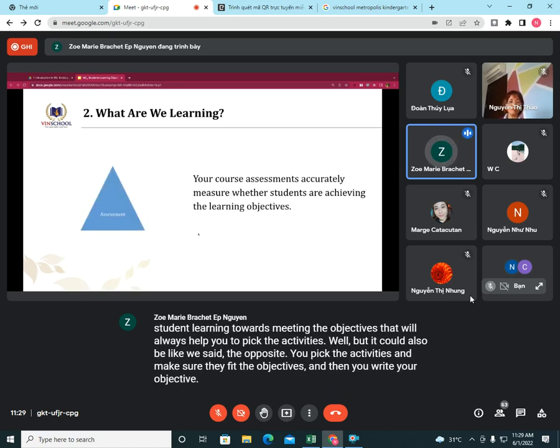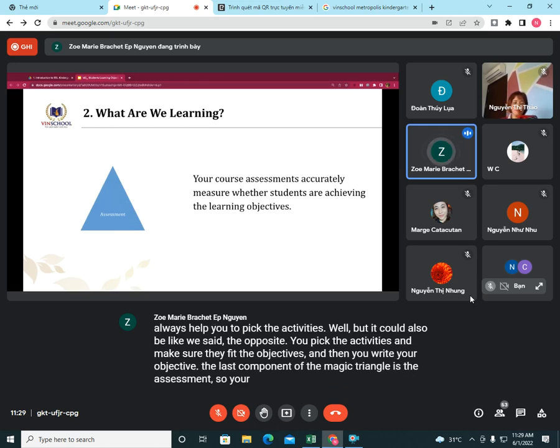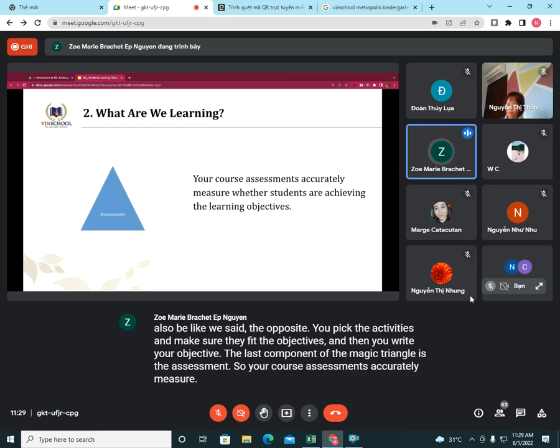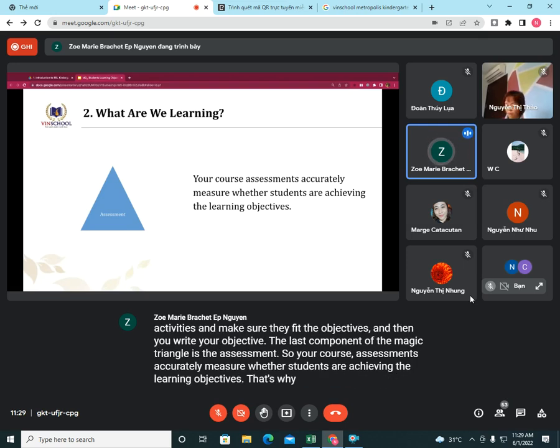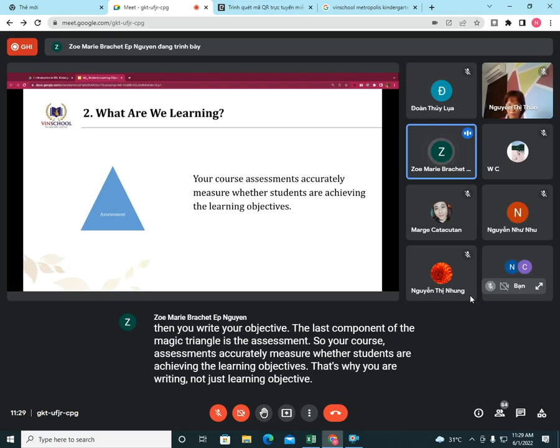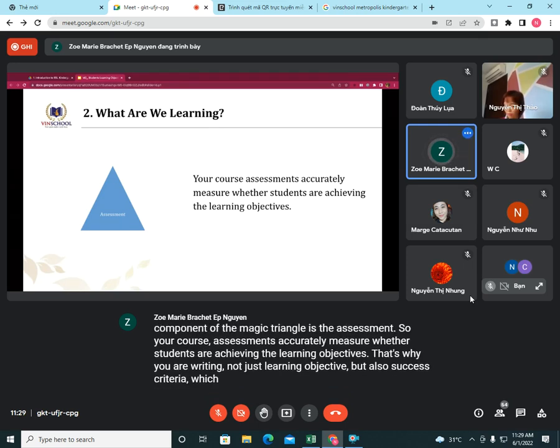The last component of the magic triangle is the assessment. So your course assessments accurately measure whether students are achieving the learning objectives. That's why you are writing not just learning objectives, but also success criteria, which is something we'll be discussing this afternoon.